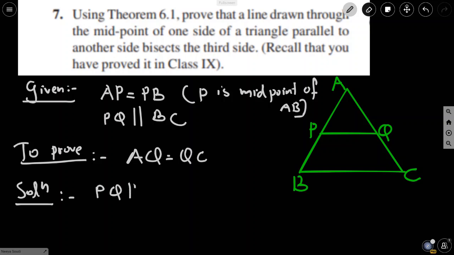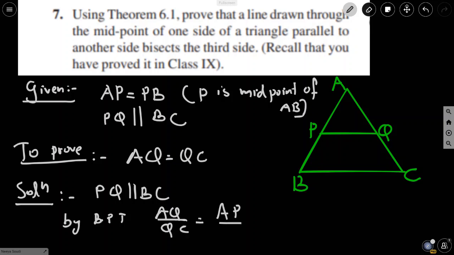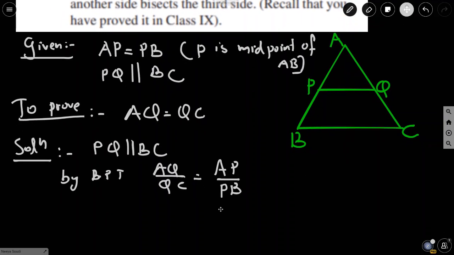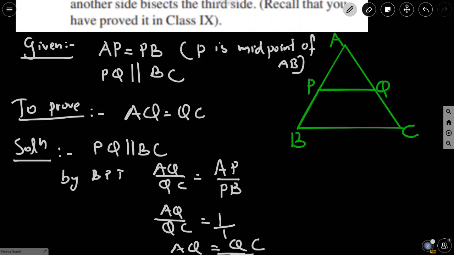Here PQ parallel BC means by BPT you can write AQ by QC is equal to AP by PB. You know P is the midpoint. So we can write AQ by QC is equal to 1 by 1. If P is the midpoint, we can write 1 by 1. That means by cross multiplying, 1 by 1 means 1 itself. So AQ is equal to QC. Then Q is the midpoint of AC. Hence the answer.